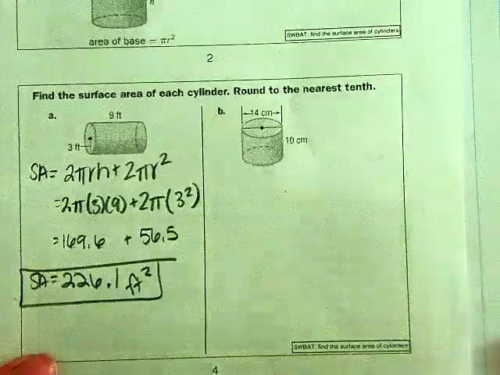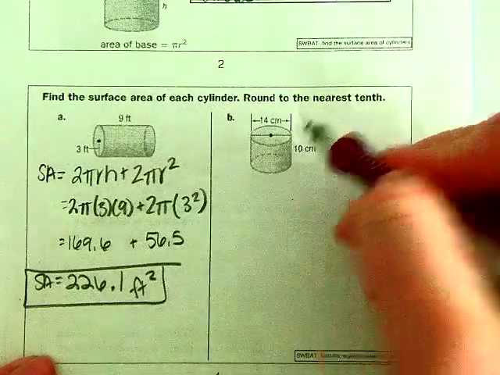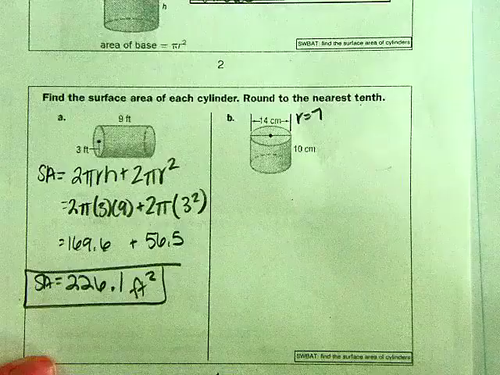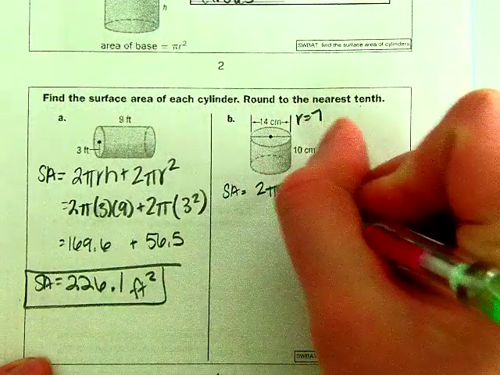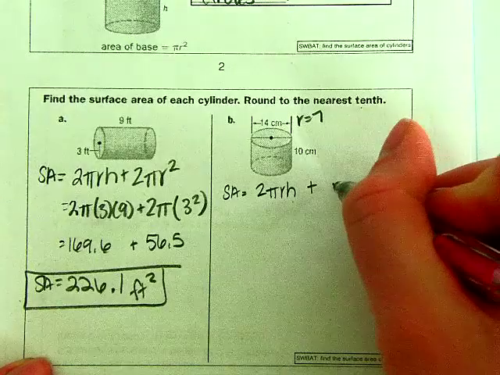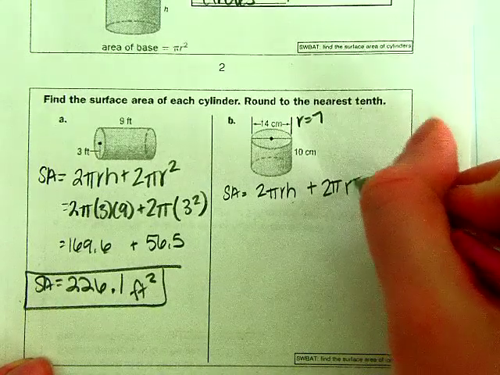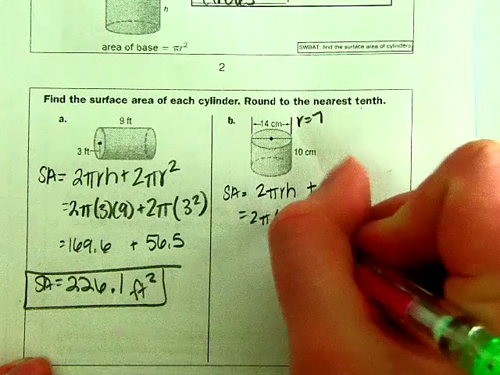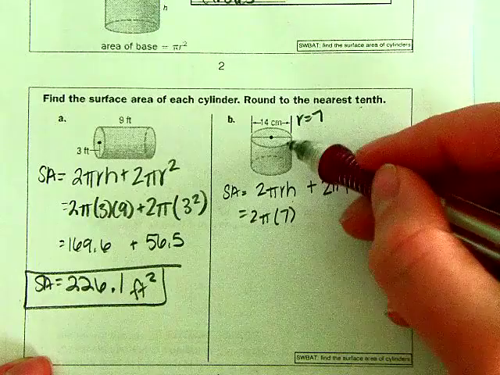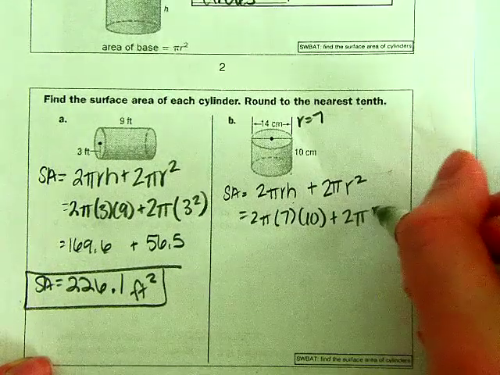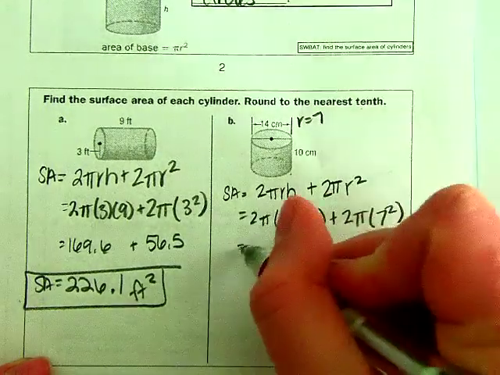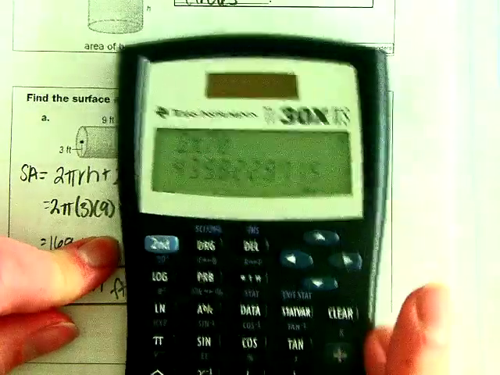Here we have another cylinder, but instead of giving us the radius, they give us the diameter, so find the radius. Half of 14 is 7. Surface area is the lateral area, which is 2 pi r h, plus the area of the bases, and there's two, 2 pi r squared. 2 pi, the radius we said is 7. The height of the cylinder is the space between the bases, so that's 10. Plus 2 pi radius squared. So this is 2 pi times 70, so when I type in my calculator, I can skip a step, so 439.8.